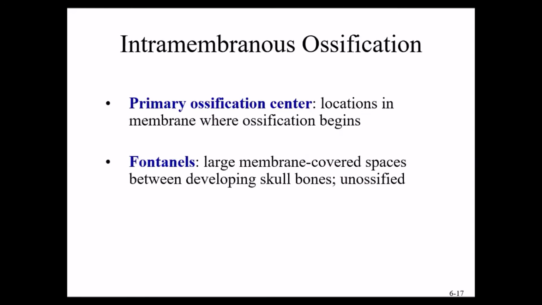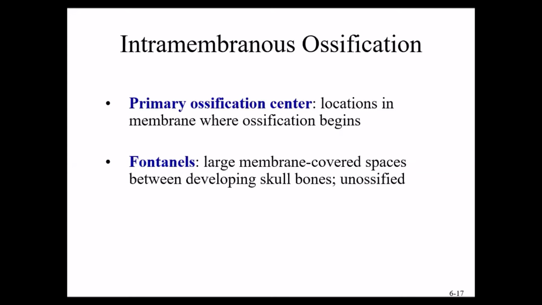Now let's look at intramembranous ossification. Just a couple of vocabulary words are associated with this process, making bone using a tissue membrane to begin with. You start out with what's called a primary ossification center. This is where bone formation begins. It's got to begin somewhere, and so the process of bone formation begins at the primary ossification center.